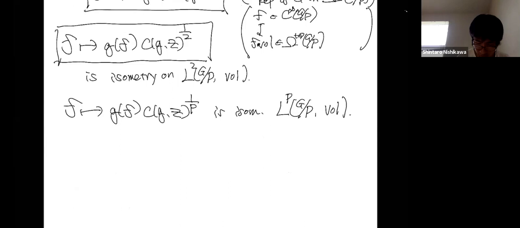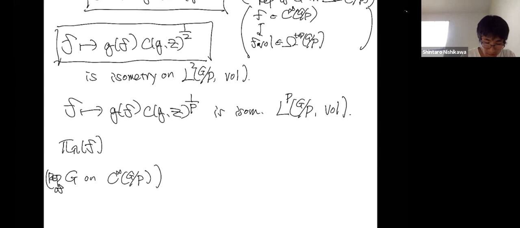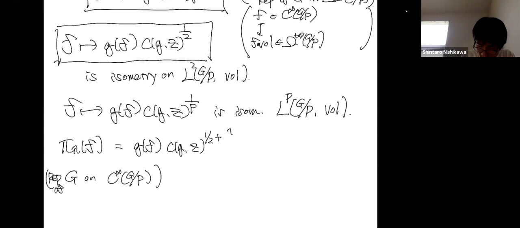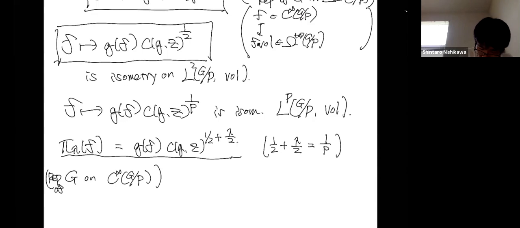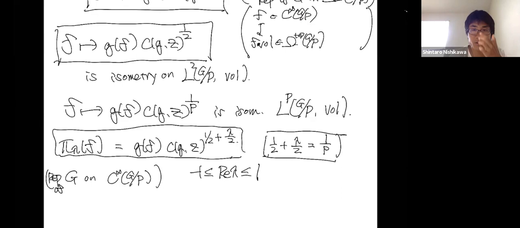So let's define pi lambda, which is a representation of G on smooth functions, parameterized by lambda. We define this to be G of f times c(G,z) to the power, and I normalize it so that the statement becomes beautiful, 1/2 plus lambda over 2. This is related to 1/p, if you like. So this whole family of representations is parameterized by lambda. For now, lambda is valued in complex numbers whose real part is between -1 and 1. Then, as I already explained, if p is chosen so that 1/2 plus lambda over 2 equals 1/p, then this representation is naturally an isometric representation on L^p space, if you complete it.